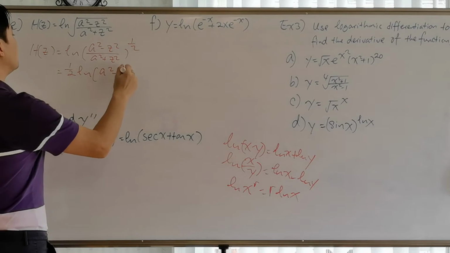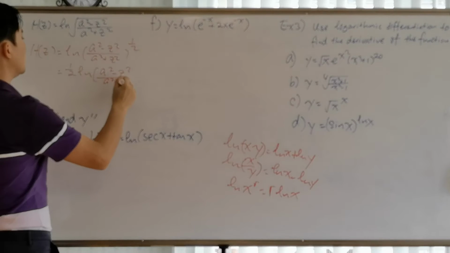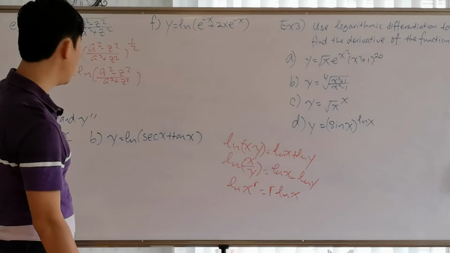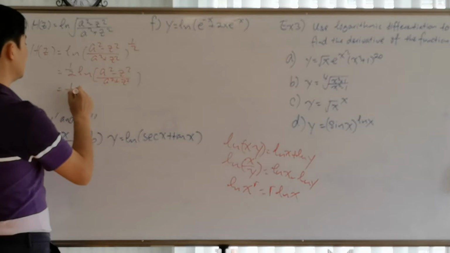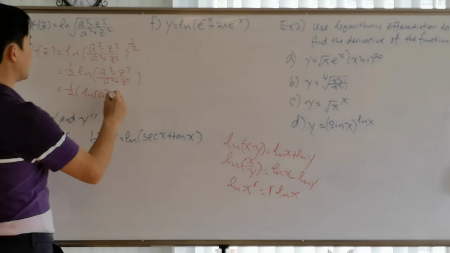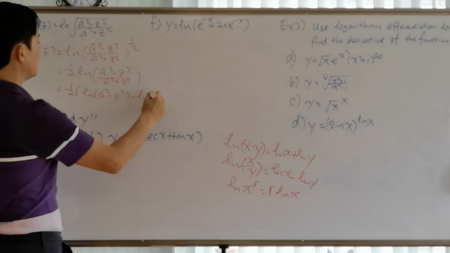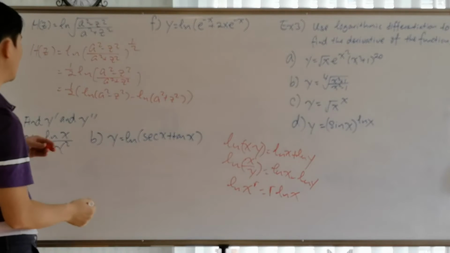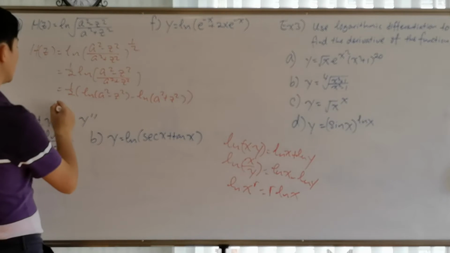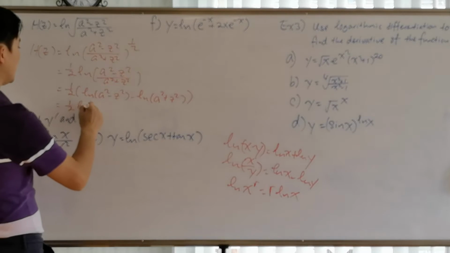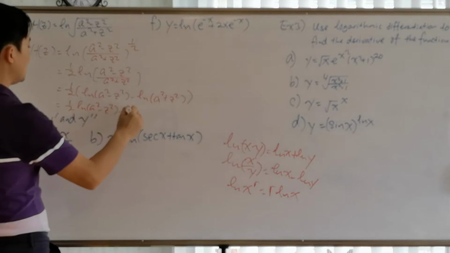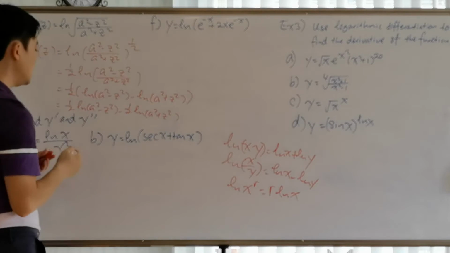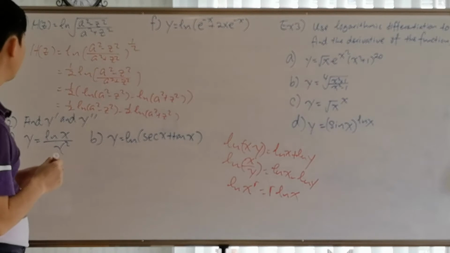Another thing that we can do before we differentiate is, as you can see, the inner structure here is a quotient. So we can use the quotient property. So basically just expand it: natural log of a squared minus z squared minus natural log of a squared plus z squared. Once you expand it, we can distribute that 1/2, and then it's easier to differentiate. So it's 1/2 natural log of a squared minus z squared minus 1/2 natural log of a squared plus z squared. Keep in mind, z is the variable.